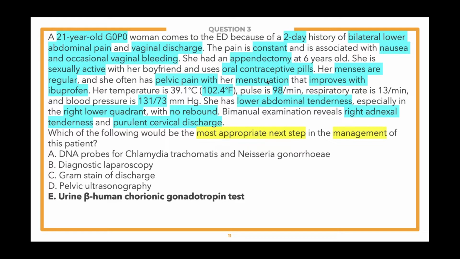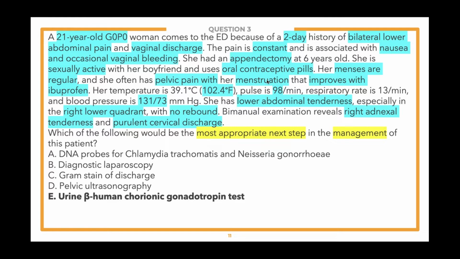We know she is sexually active as well. All risk factors and signs of an infection. Now this can be due to Neisseria gonorrhea or Chlamydia trachomatis. And this patient, as we see, has some pain with menstruation as well, and a lot of things that are consistent with an infection.